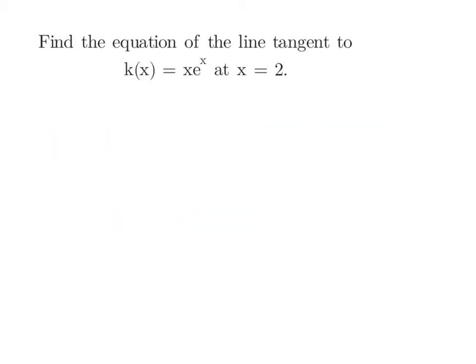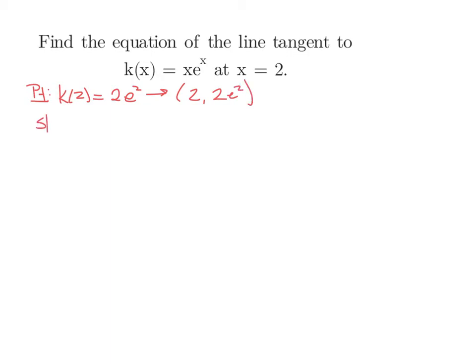Of course, we've been using the derivative in a few situations, one of them being finding the equation of the tangent line. We got the function k of x equals x e to the x at the point when x equals 2. So in order to write the equation of a line, we need a point and a slope. As far as the point goes, the x-coordinate is going to be 2, and the y-coordinate is going to be k of 2, which is just 2e squared. So we have our point, 2, 2e squared.